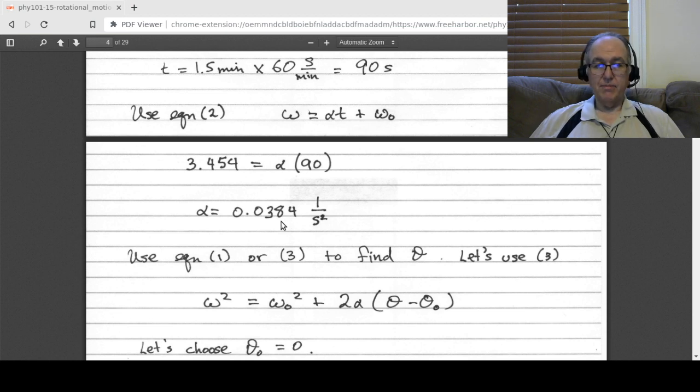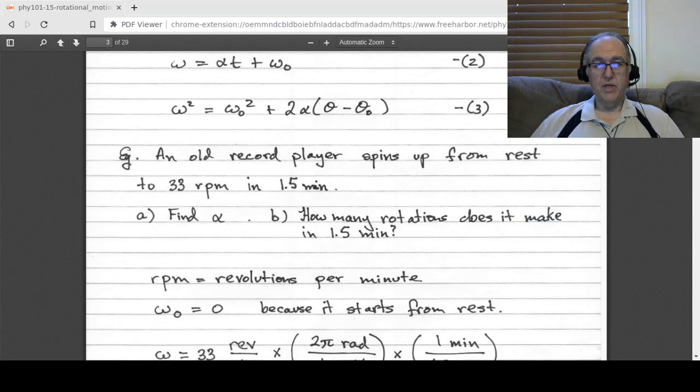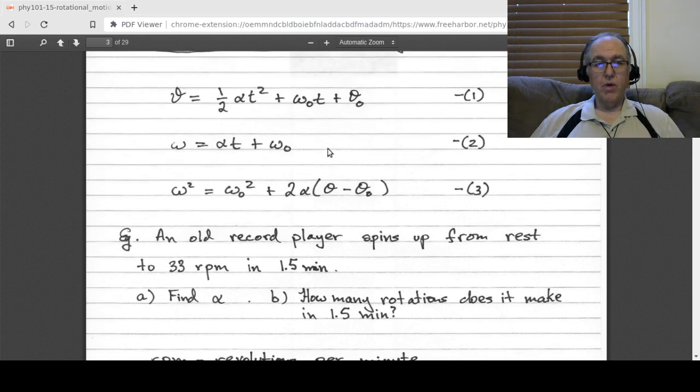Question B was, how many times does it turn? So how many revolutions does it make? Let me just read it again. How many revolutions does it make in 1.5 minutes? Now, the way this question is worded is a little tricky. It's not hard to solve, but just the wording is a little tricky because you say how many rotations, and you look at these formulas and you go, well, which one of these symbols represents how many rotations?